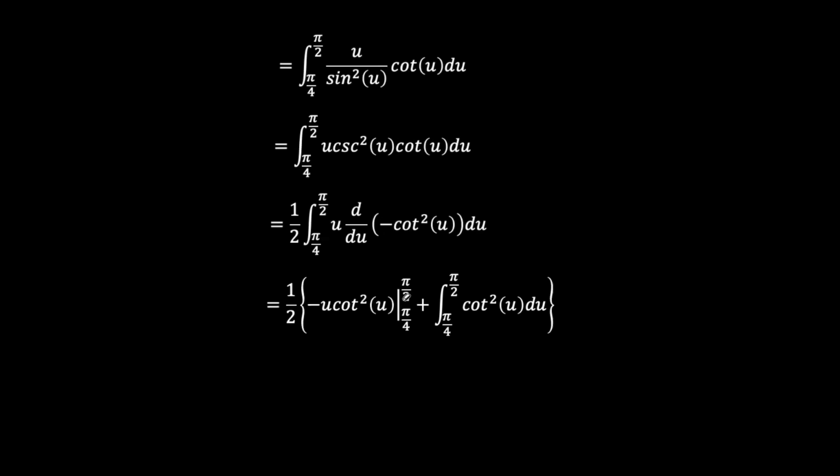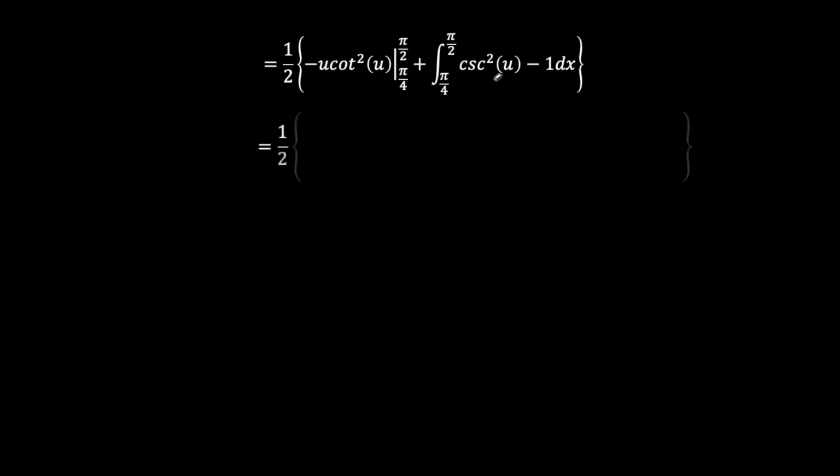And here, by applying the limits appropriately, when u tends to pi over 2, this u becomes pi over 2. Cotangent of pi over 2 tends to 0. So at the upper limit, this tends to 0. At the lower limit, since cotangent of pi over 4 is 1, we are left with just pi over 4 at the lower limit. So we're going to see that in detail.